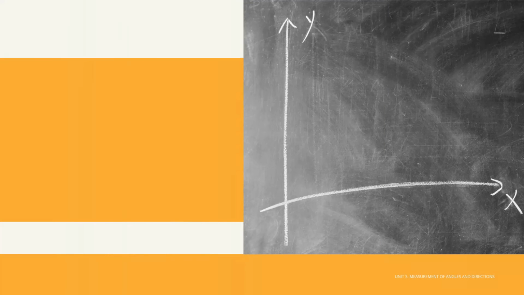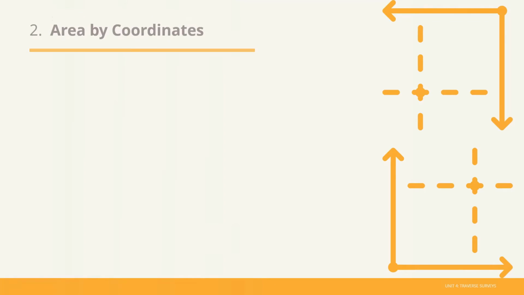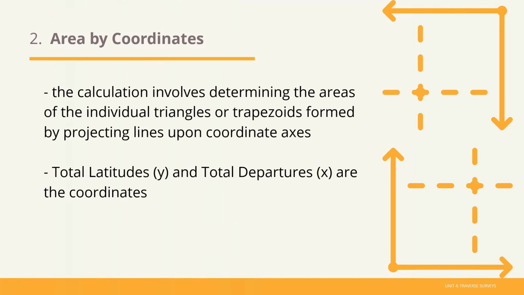Let us now proceed to the second method, which is area computation using coordinates. The method of coordinates is another useful method for computing the area of any closed figure bounded by straight lines. The calculation involves determining the areas of the individual triangles or trapezoids formed by projecting lines upon coordinate axes. The coordinates used are the total latitudes y and the total departures x for the corners of the closed traverse.